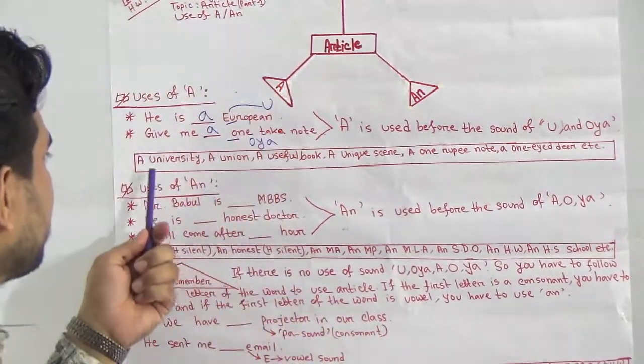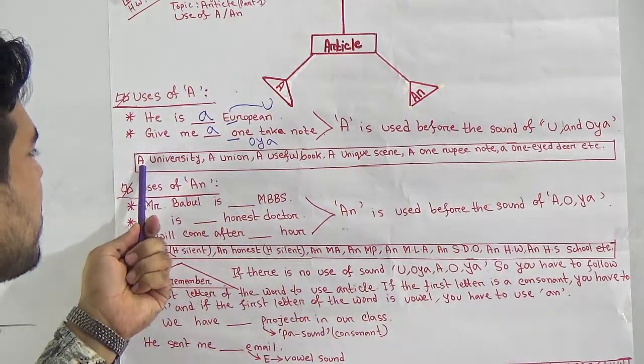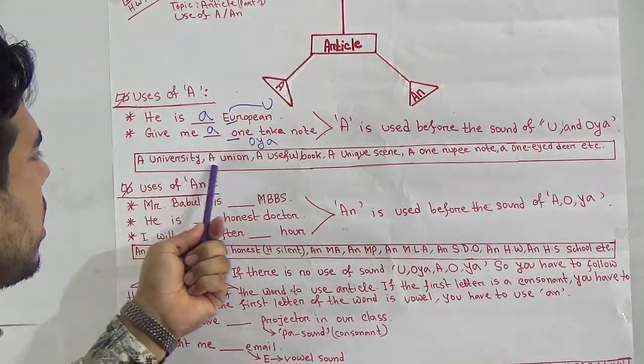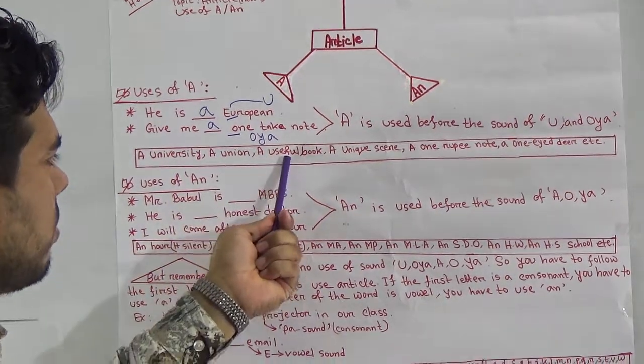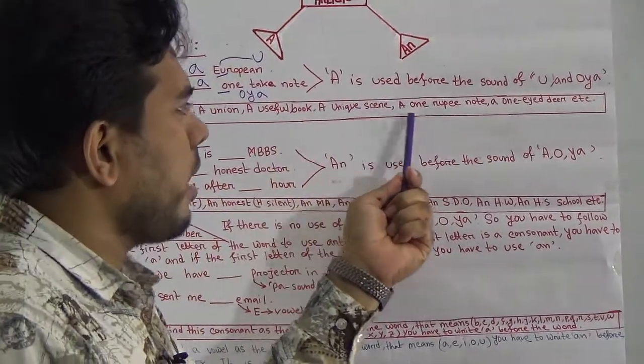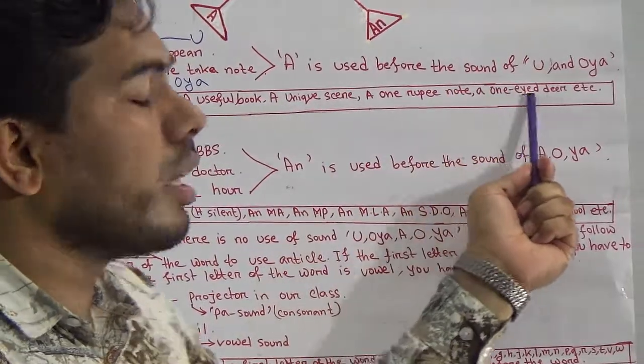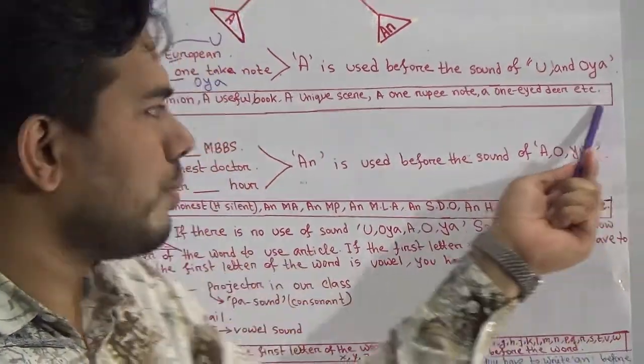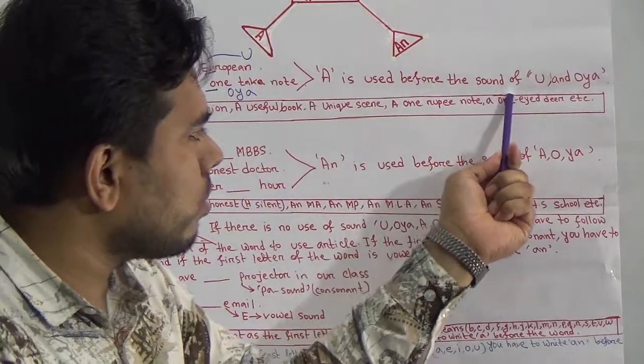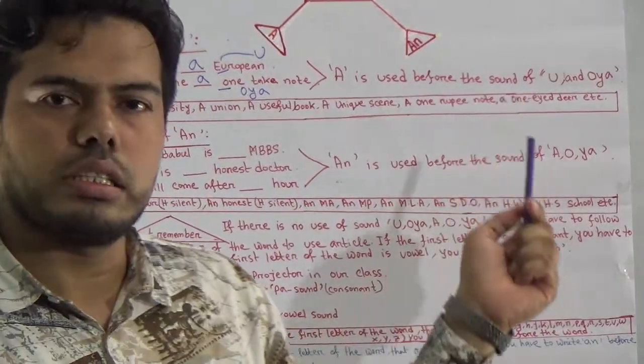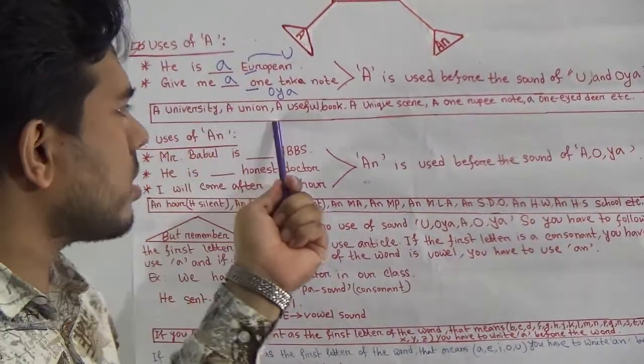Okay, next one. See more examples. A university, a union, a useful book, a unique scene, a one rupee note, a one idea. Before all these words there is a sound wa or u. That's why a is used here.